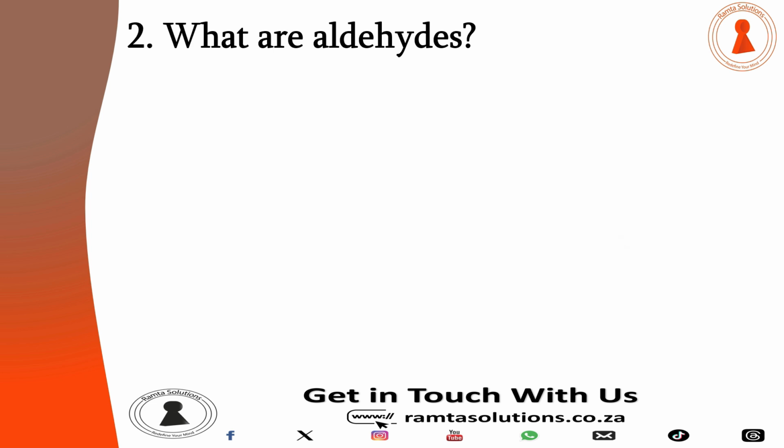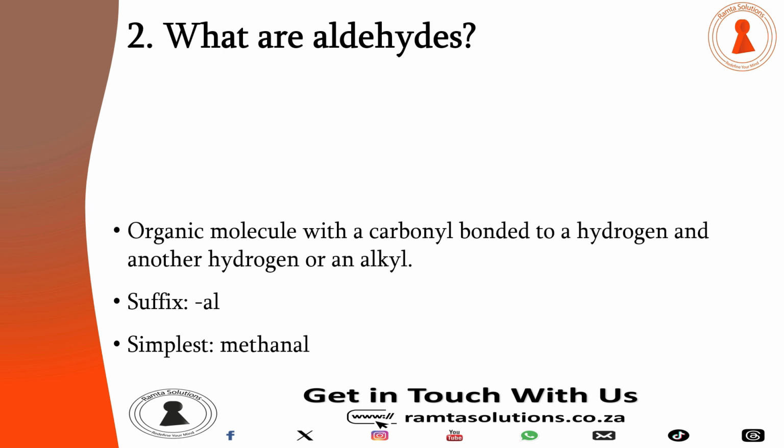So for aldehydes, we're saying that the functional group can have hydrogen on both sides, or hydrogen and an alkyl group. Let's just get into it. Here it is. Do you see this? It has hydrogen on one side and the other side could be an alkyl group that extends to however long you like. Then the suffix of your aldehydes is -al. Naming them is like your alkanes, but the suffix is -al.